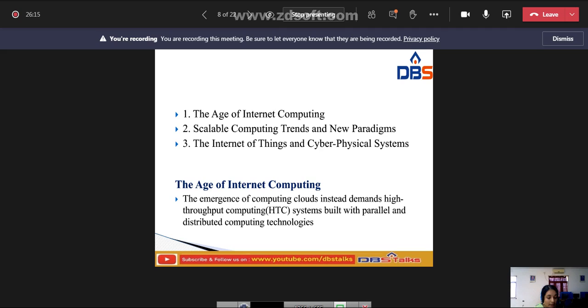It is built with parallel and distributed technologies. We have to upgrade the data centers using fast servers, storage systems, and high bandwidth networks. So in order to upgrade the data centers, we have to use fast servers, storage systems, and high bandwidth networks. These are used in the cloud, that is, in parallel and distributed computing technology.